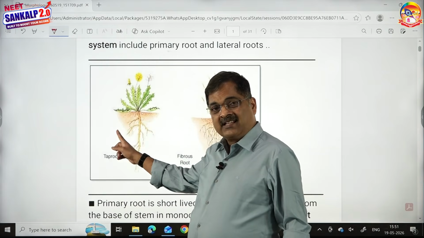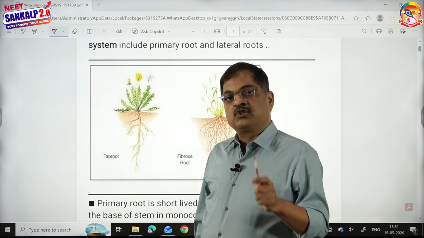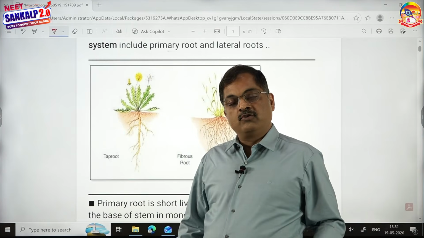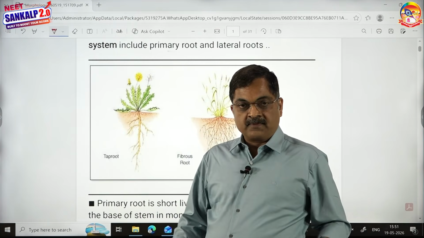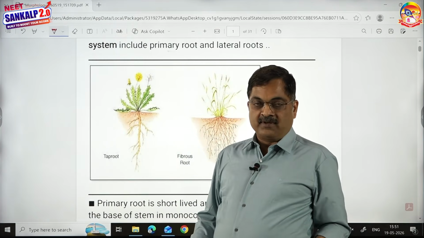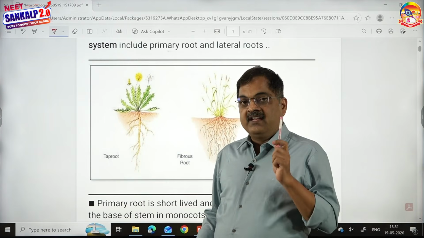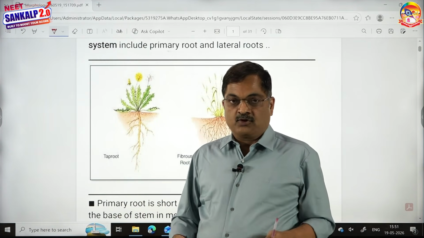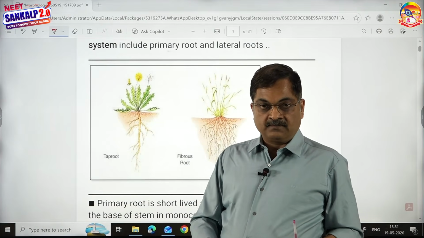On either side of it, you see the presence of lateral roots. You can even call them as secondary roots or tertiary roots. This entire root system is said to be taproot system. It is seen for the first time in gymnosperms, and within angiosperms, it is seen in dicots.